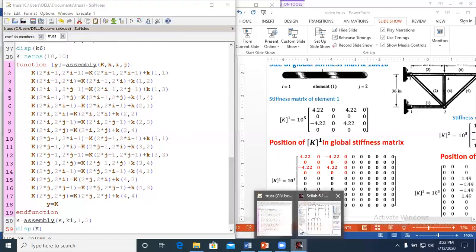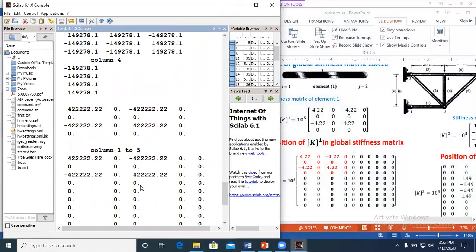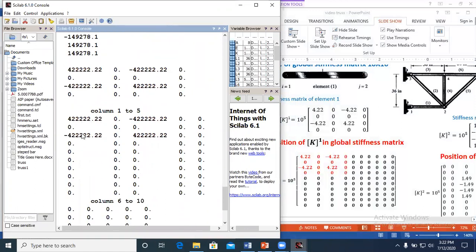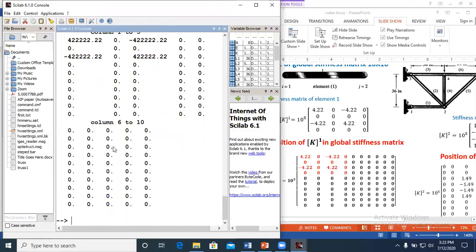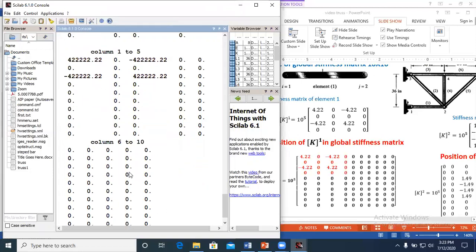If you execute this program, you can get here, you see here 1 1 to 5. You can get this matrix, you see this is 10 raised to 5 into 4.22, or it is 42222. At first row, second element in the first row, third element in the first row, and remaining terms are 0. And second column is 0. On third column, third row, this is minus 4.2 into 10 raised to 5, this is 4.2, and remaining terms are 0. It is here 1 to 5 and 6 to 10 rows.